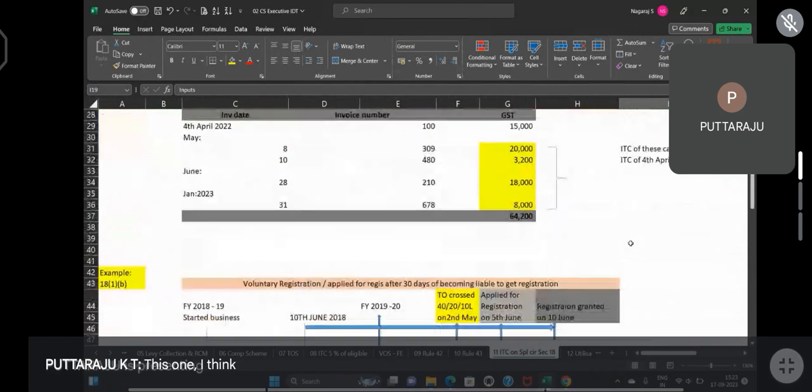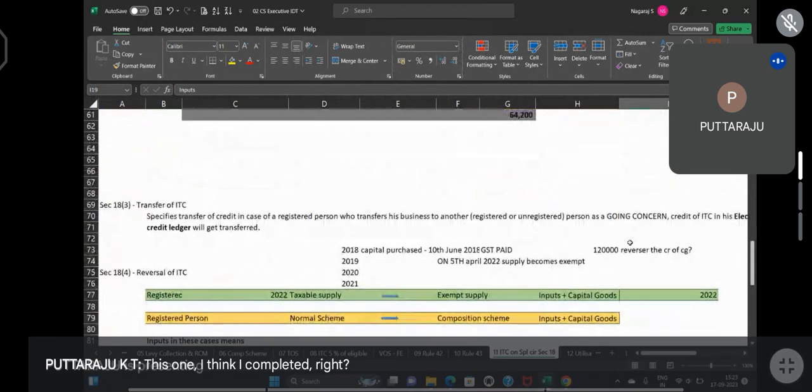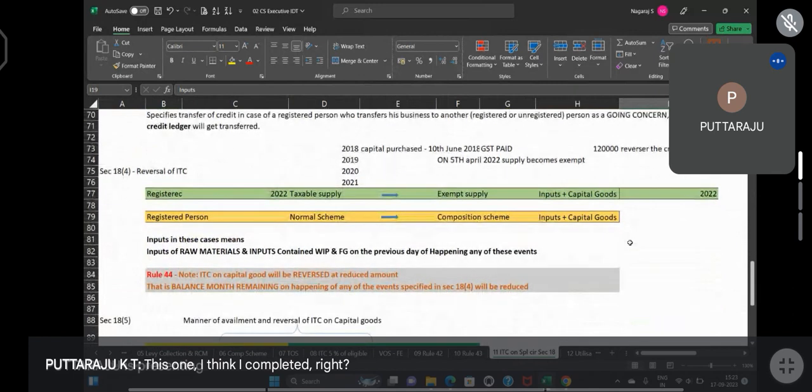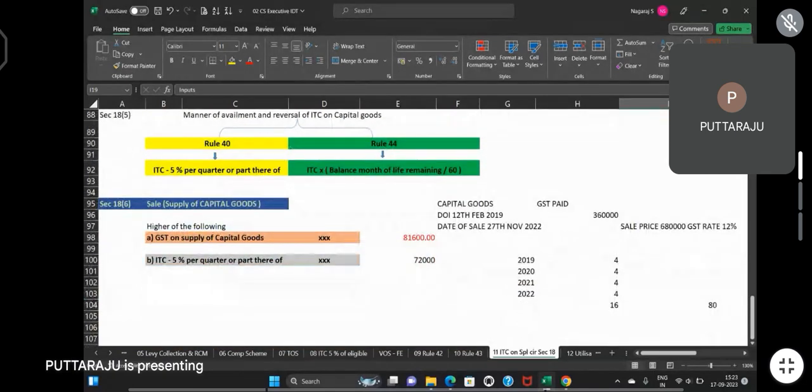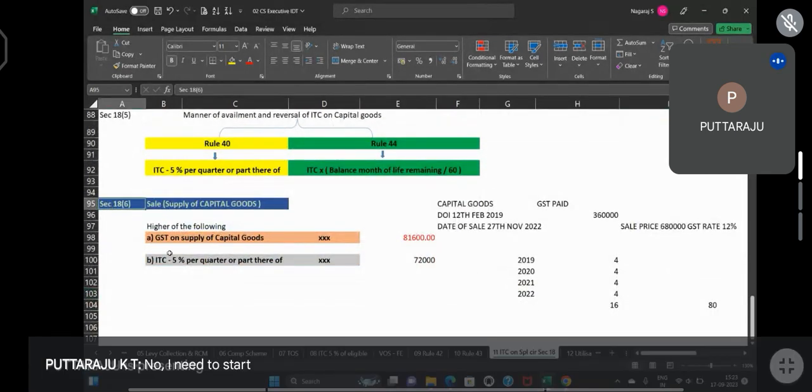One I think I completed, right? Now I need to start this one.